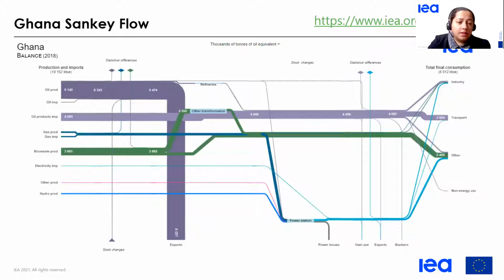So this is the Ghana Sankey flow chart. And here you can see, with just a visual, very quickly, that oil is one of the major fuels in the economy, and you have a big oil production, and most of it is exported. And then you have some oil products that are imported, and then it's mostly used in the transport sector.